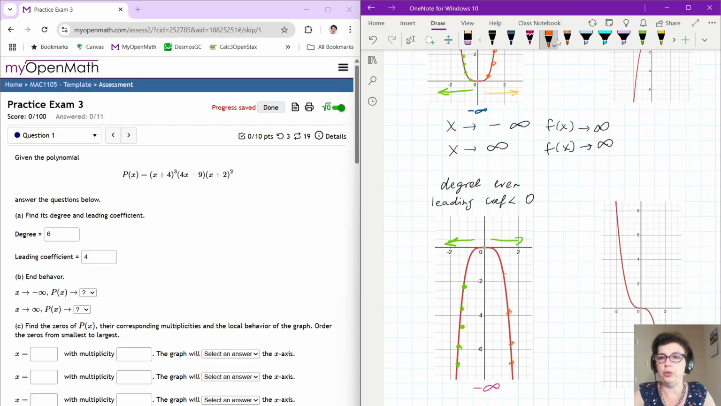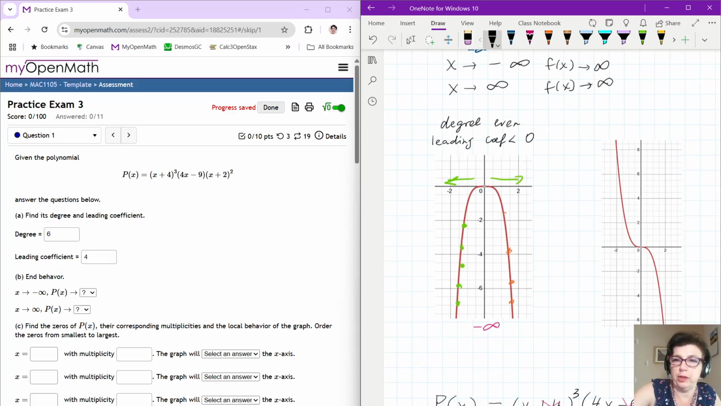And so it's going to go to negative infinity. So then let me just write that down. So as x approaches negative infinity, f of x goes to negative infinity. And if x approaches positive infinity, f of x is also going to negative infinity.